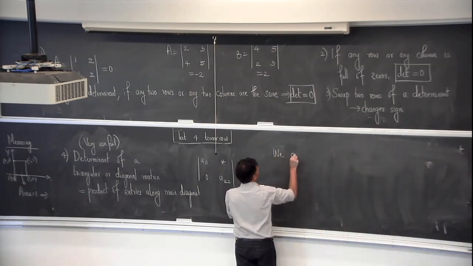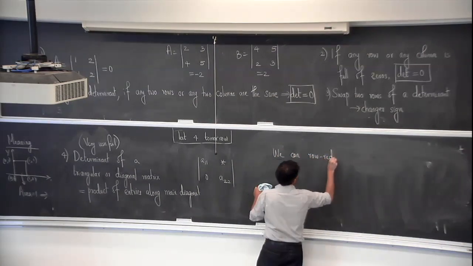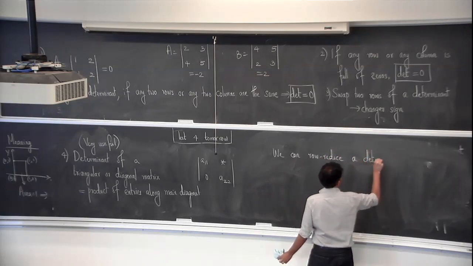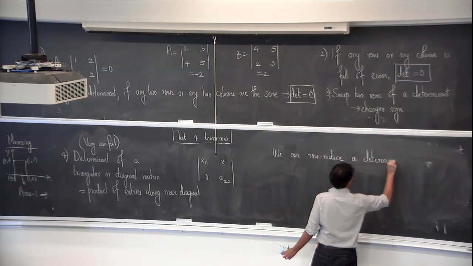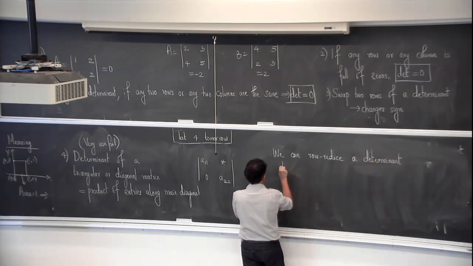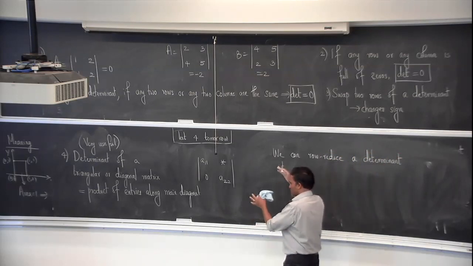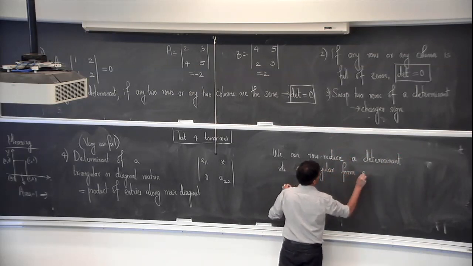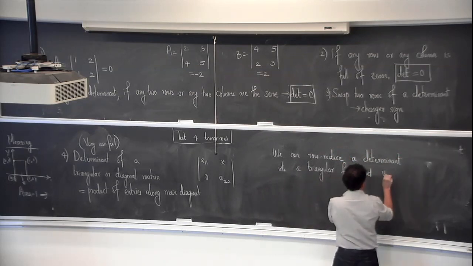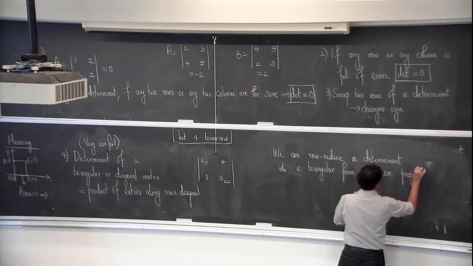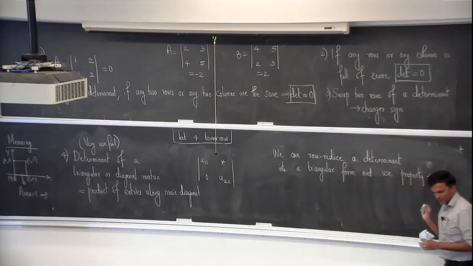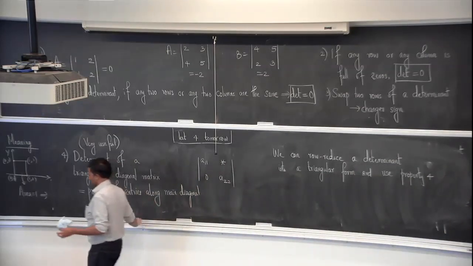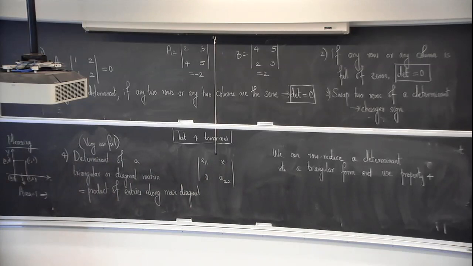So we can row reduce a determinant into a triangular form. Okay. It could be upper triangular or lower triangular, doesn't matter. Okay, as long as there are zeros either below or above the main diagonal into a triangular form. And use property 4. Comes with a couple of caveats. Okay, you should be careful when you're doing this. So if you're not a fan of doing this particular process, don't do it. Okay? But if you want to do it, you're certainly welcome to try this.